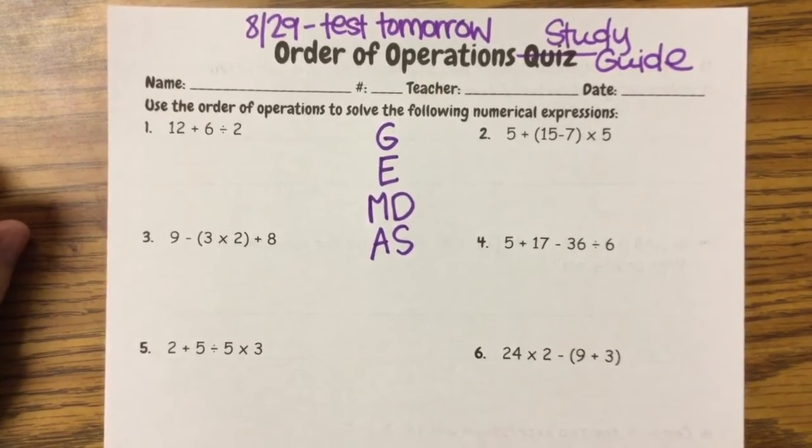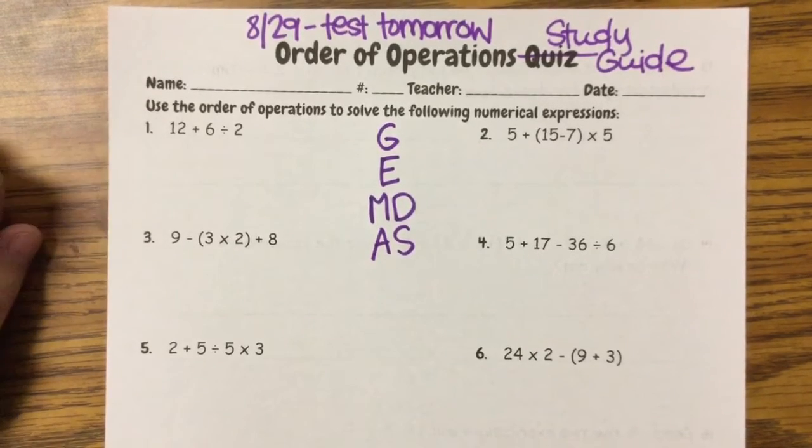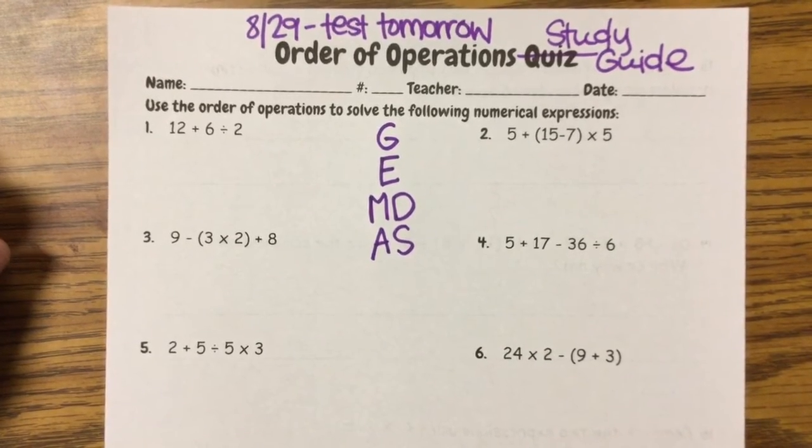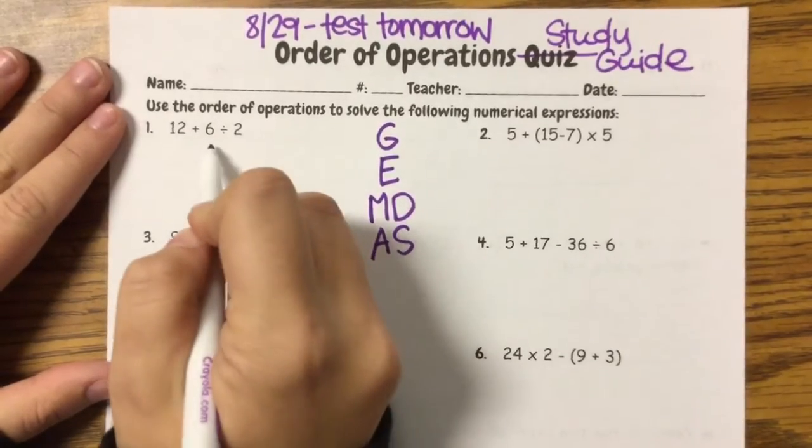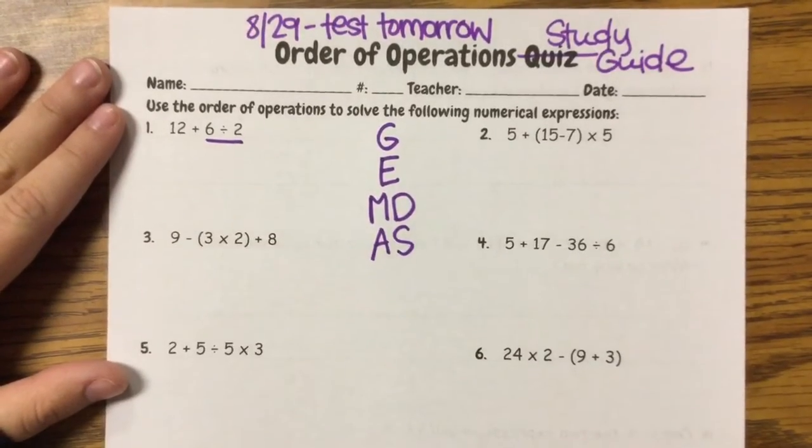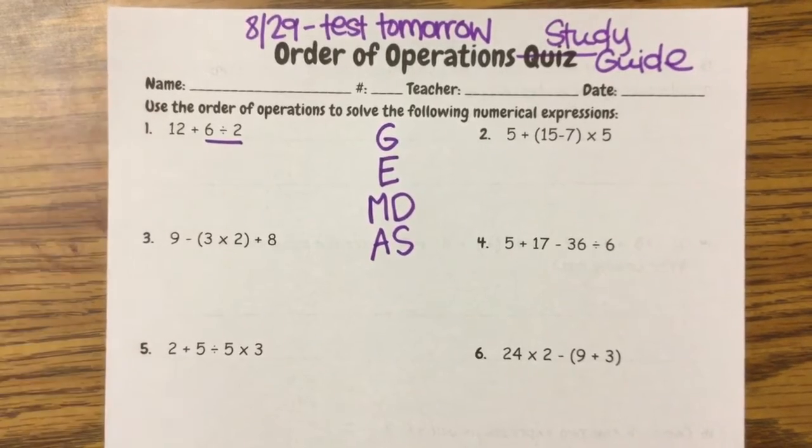On number 1, do I have any exponents? No, so I'm already done with that. Do I have any multiplication or division? Yes. What is it, Julius? 6 divided by 2. I'm going to underline it. Helps me remember what I'm working on.